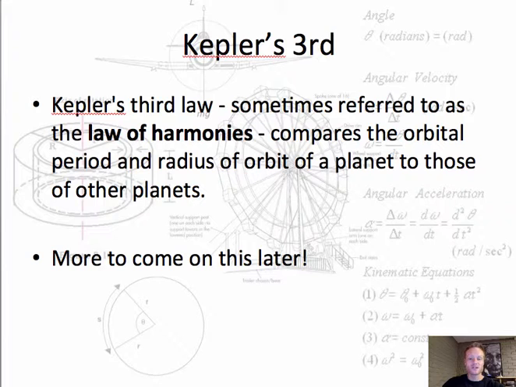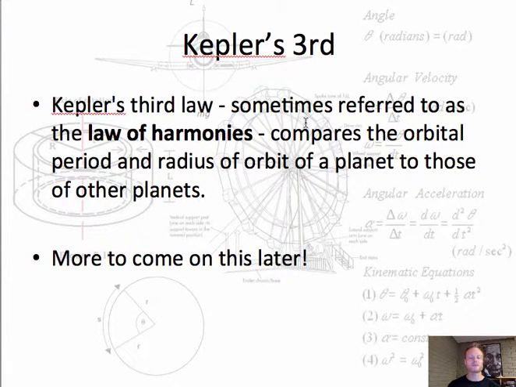So what is Kepler's third law? Well, Kepler's third law is referred to as the law of harmony. And basically it compares the orbital period and radius of one planet to another planet. And frankly, I'll go into that a little bit more in the next video lesson because it deals with a little bit of math, nothing insanely hard. But in this video I really want to just focus on presenting the three laws and giving you an idea of what they are.